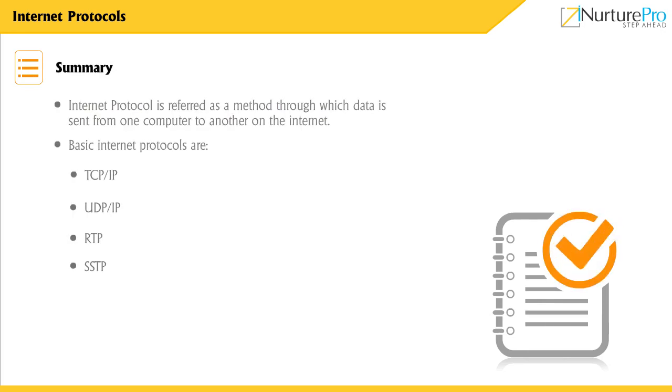Let's have a quick recap on what we discussed. Internet protocol is the method through which data is sent from one computer to another on the Internet. Basic Internet protocols are TCP/IP, UDP/IP, RTP, and SSTP.